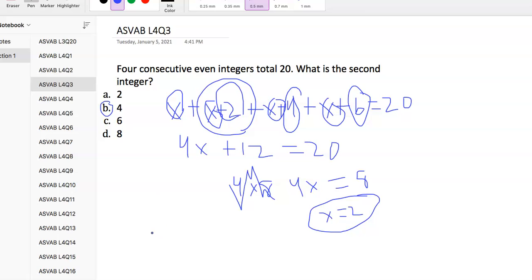And so we're saying that the 4 consecutive integers are going to be, right, x was 2. Those are going to be the 4, right? And if you add those up, 2 plus 4 is 6. 6 plus 6 is 12. 12 plus 8 is 20. Okay, and there you go. There's your answer.